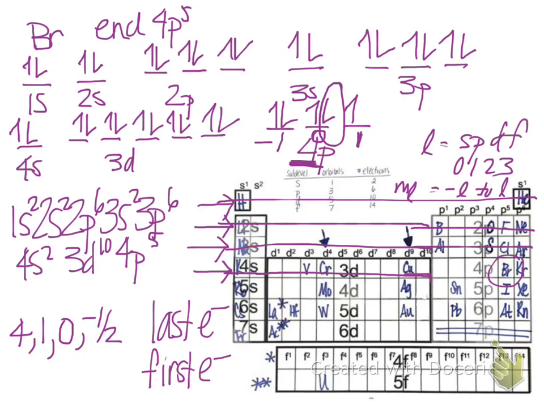Right here. 1, 0. If this number is a 0, what does the next number have to be? A 0. You can't have a negative 0. You just have another 0. And it's up, so it would be positive half. Okay? Is it making a little bit more sense?